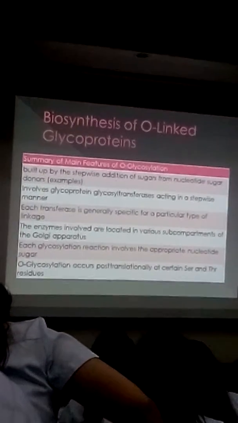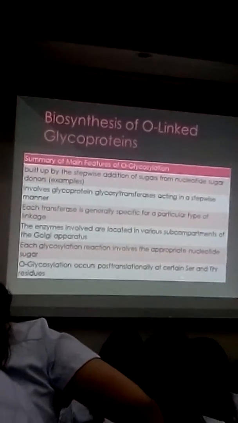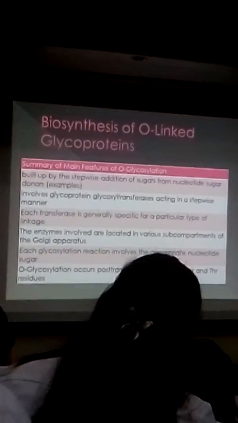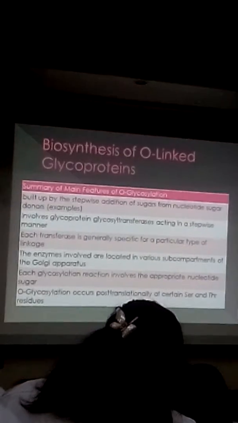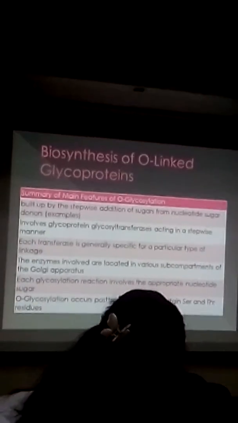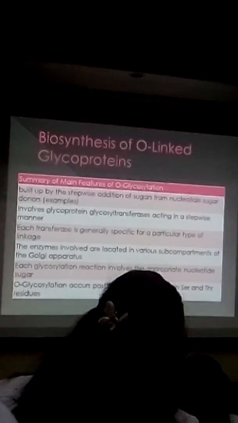O-glycosylation occurs post-translationally at certain serine and threonine residues. Can you rephrase that? If I say N-glycosylation occurs co-translationally at asparagine. Very good. So let's not include that in the exams, you know it now.